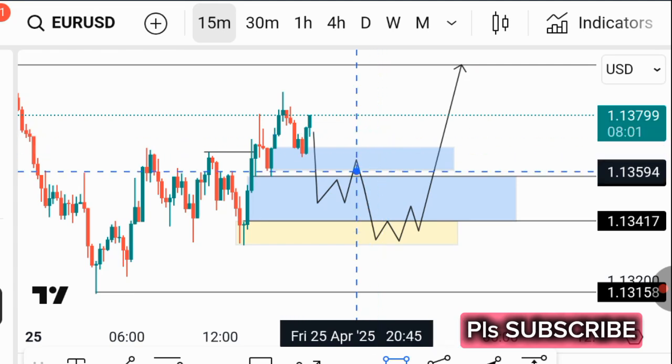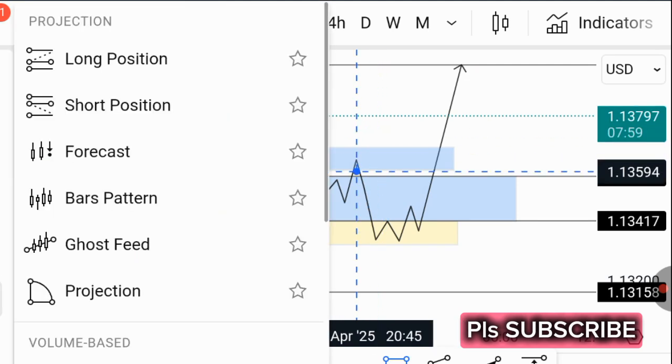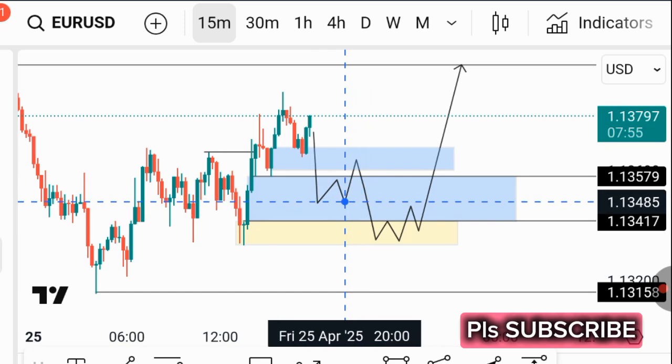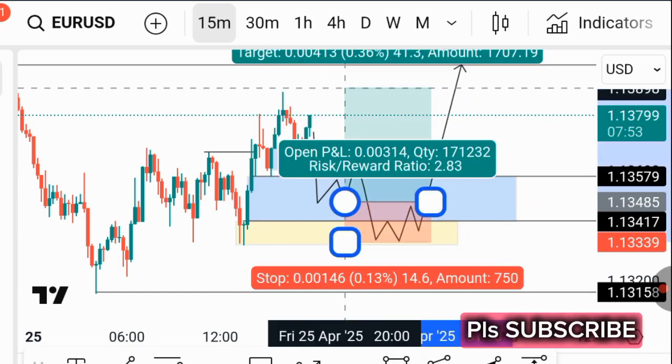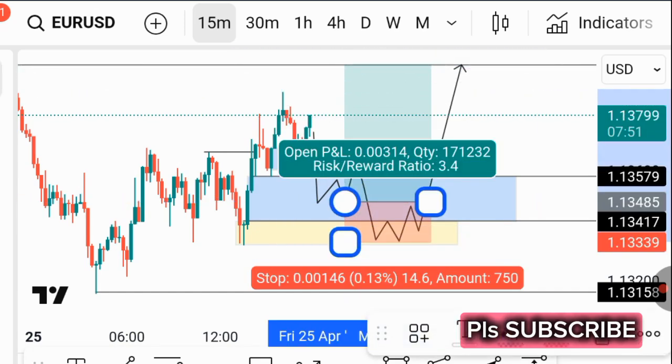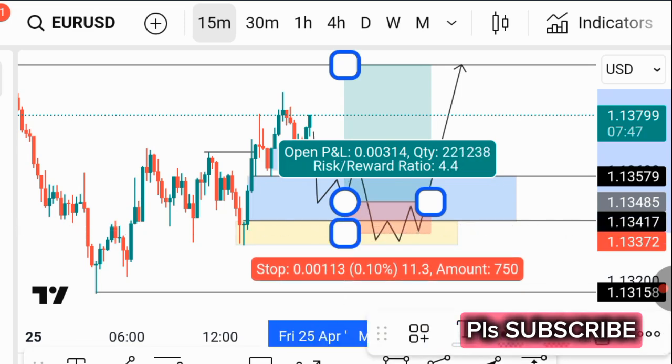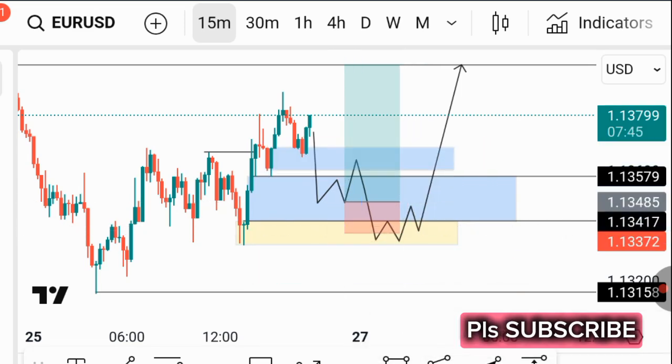Now, take a look at it, guys. If we decide to enter a long position from this area here to this point here, which is our take profit, now where should we put our stop loss? Somewhere right here, right? Our stop loss will be somewhere right about here.